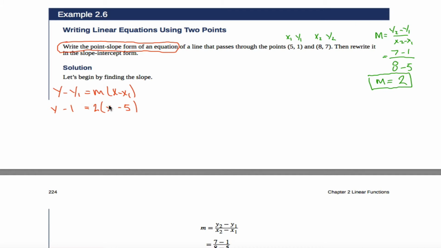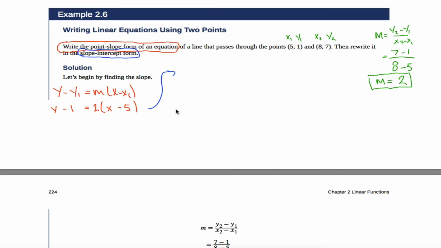But I'm not done. This is usually not where you'll leave your answer. And the reason why is this isn't kind of the standard way you write a line. The standard way is what's called slope-intercept form. And slope-intercept form is that y equals mx plus b thing. However, algebraically, you can make this look like y equals mx plus b.